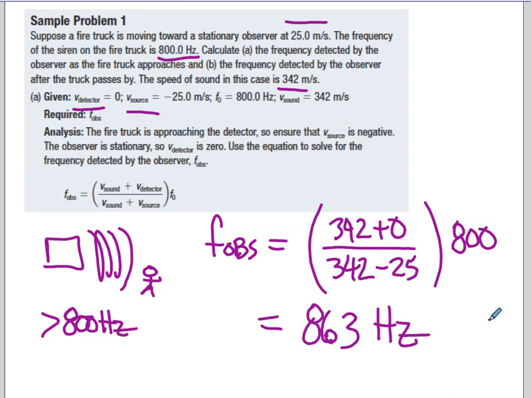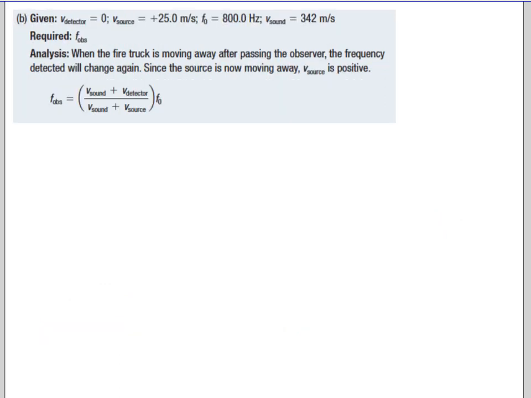Okay, the second part would be if you're the person that's behind. So the only thing that would change is instead of adding 20 or subtracting 25, you add 25. Okay, so let's do it. Why not? We're here. So frequency observed.